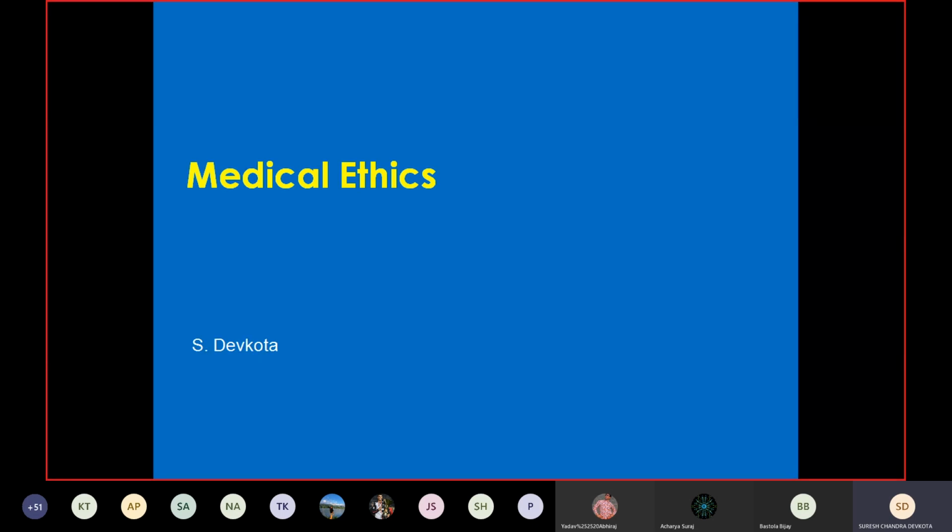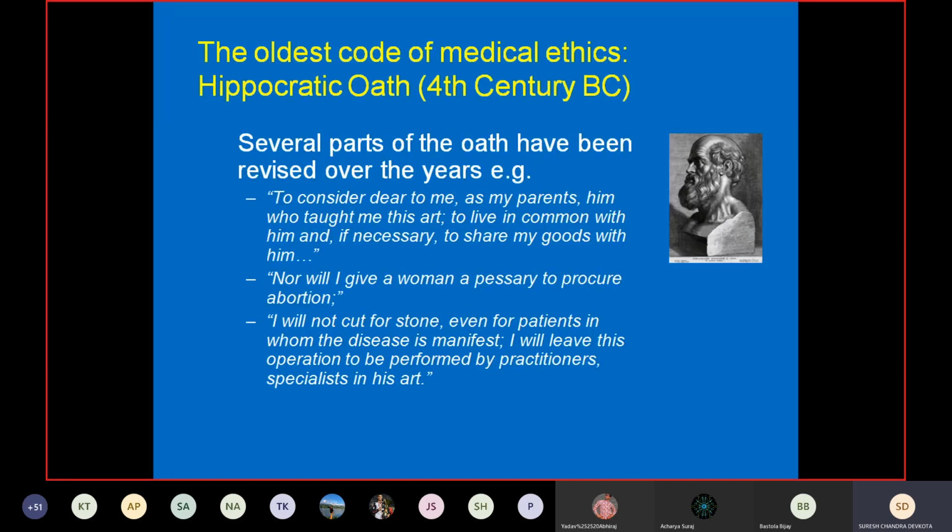So, with this background, let's see what our course content is. Before that, you might remember what is written in the Hippocratic Oath. But this starting code, which we call the Hippocratic Oath, itself has had many changes over the period of time. Several parts of the oath have been revised over the years. That means with the pace of time, everything is changing because social values, norms, customs and cultures are changing. For example, these are the changes that have occurred over time.